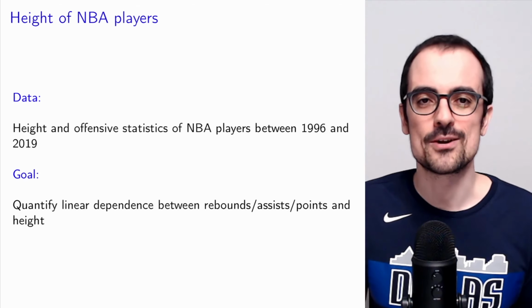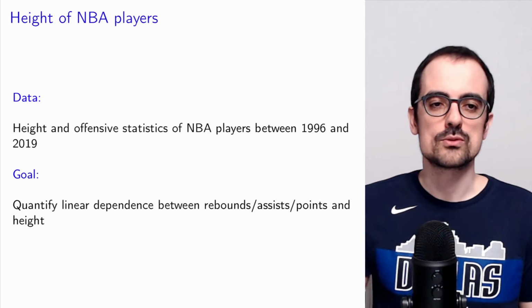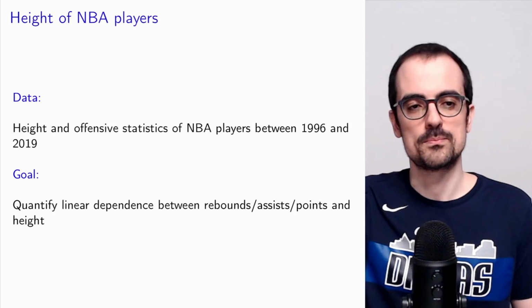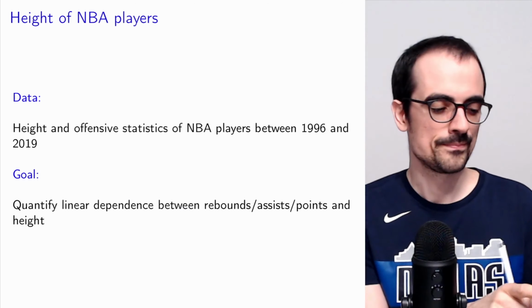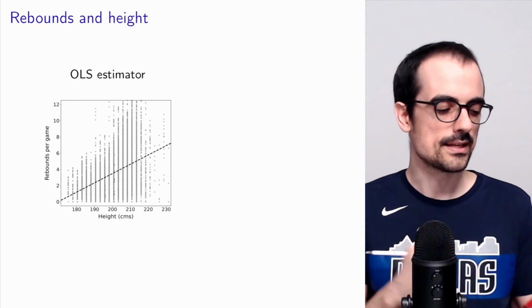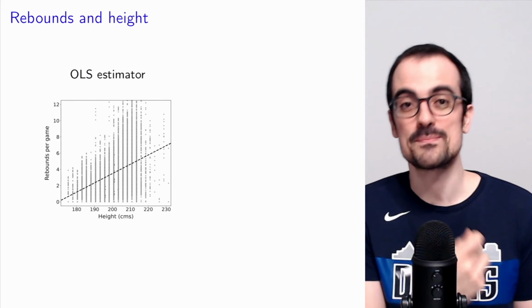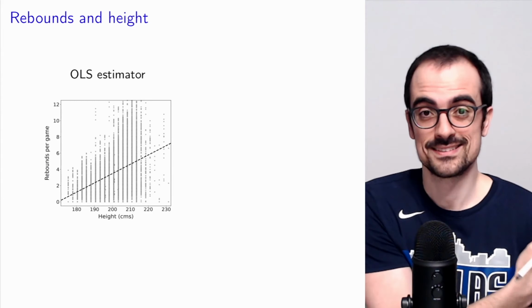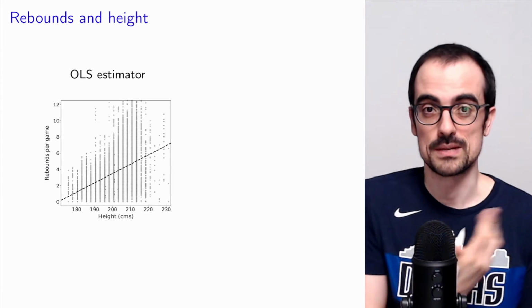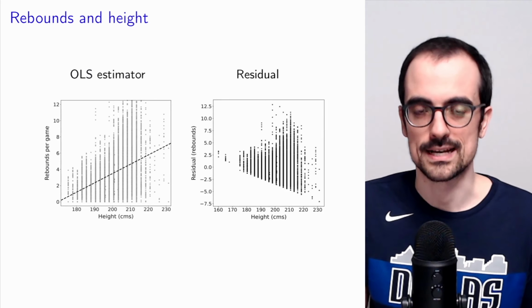So we're going to look at a real data set of NBA players that we have been working with, where we're trying to estimate rebounds, assists, points from height. Here in particular, we're going to look at rebounds and height. This is the ordinary least squares estimator. I haven't written minimum mean squared error estimator because we're computing it from data, but this is an approximation of the minimum mean squared error estimator. The residual looks like that.